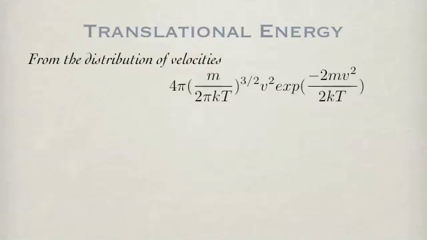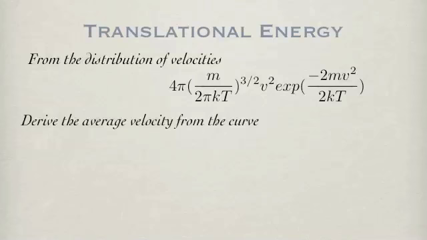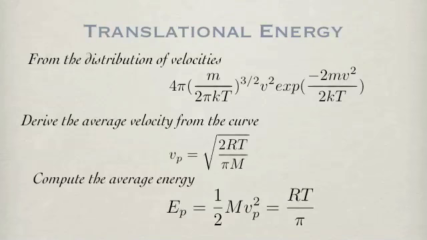Using Boltzmann statistics, the probability of a given velocity at a given temperature can be calculated. M is the mass of the molecule and k is a constant. At a given temperature, we can integrate over v to get the average velocity. Substituting this into the velocity-energy relationship, the average translational energy at a given temperature of a system of molecules can be computed.